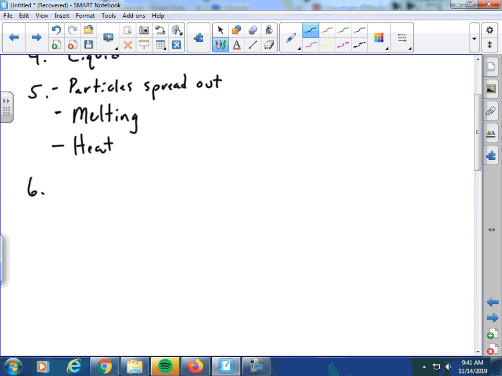Number 6. In terms of spacing, what do you need to do? Go to liquid to gas, same thing. More space between particles. Particles spread out.